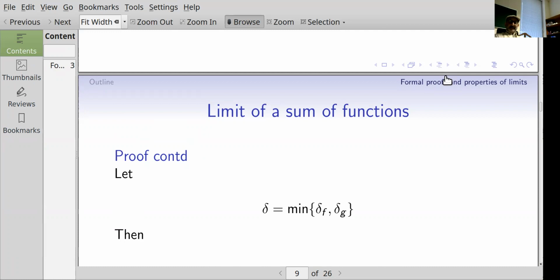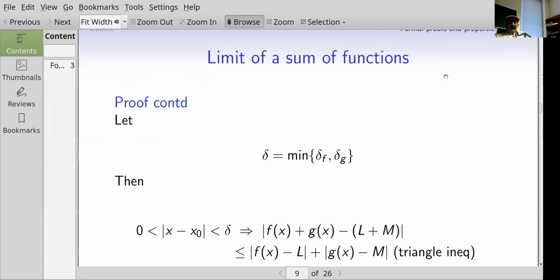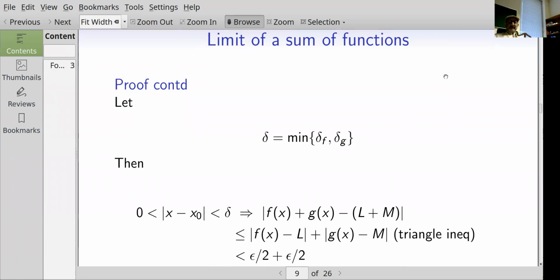I wanted a delta which would be smaller than or equal to, whether we're talking about delta f or delta g. So I take delta to be the minimum of delta f and delta g. Okay, then if x is not equal to x naught, and it's smaller than that delta, let's consider the difference between f plus g of x minus L plus m. Well, that's f of x plus g of x minus L plus m by the definition of a sum of functions.